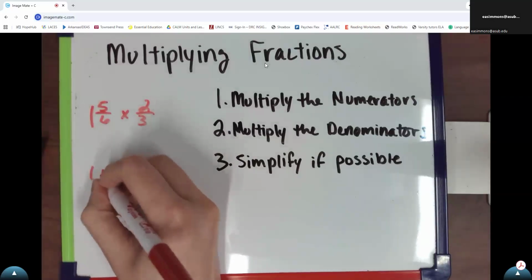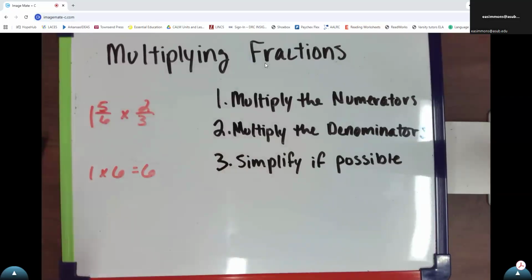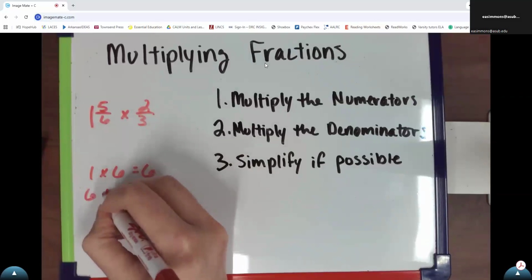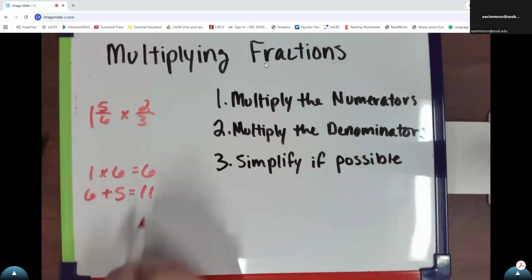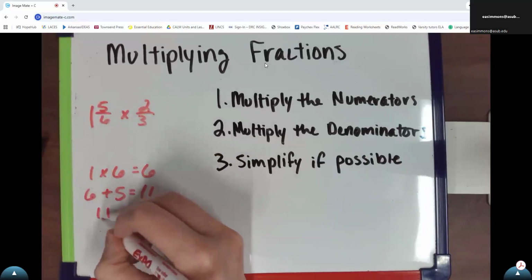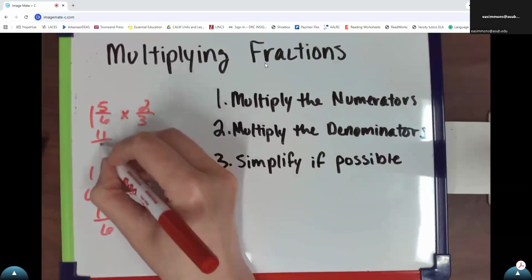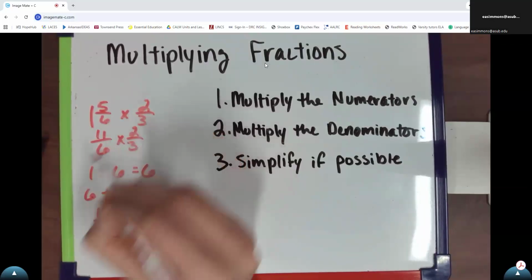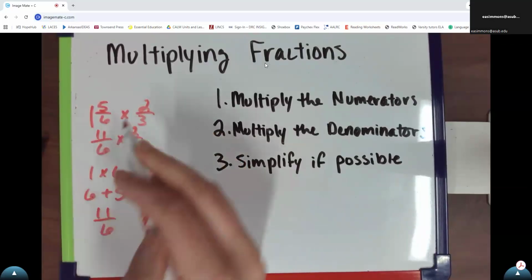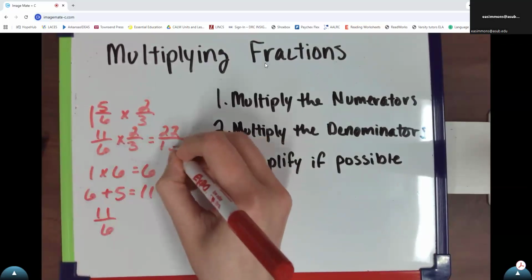So this would be 1 times 6 to get 6. Then we add that number, so our 6, to our numerator, which was 5, to get 11. And then that 11 goes over our original denominator, so 11 over 6, and that's our new fraction. So 1 and 5/6 turns into 11 over 6, and we'll bring down our 2/3. We'll multiply. 11 times 2 gets us 22, and 6 times 3 gets us 18.